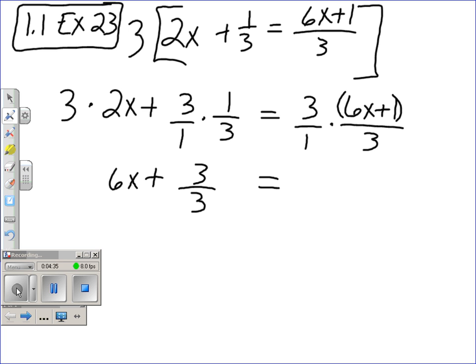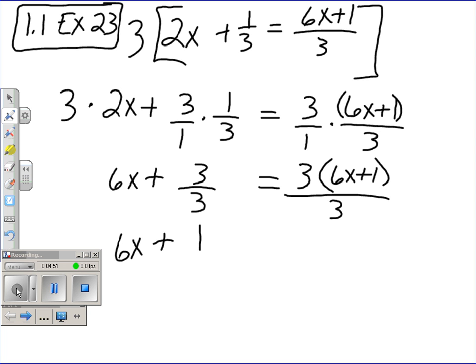Over here we have on top 3 times our 6x plus 1. And on bottom we have 1 times 3 is 3. Okay, let's simplify a little further. 6x, we'll wait on him for a minute. Let's just bring him down. Plus 3 over 3, that's 1. 3 divided by 3 is 1.